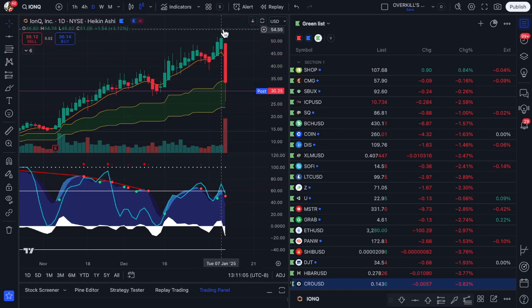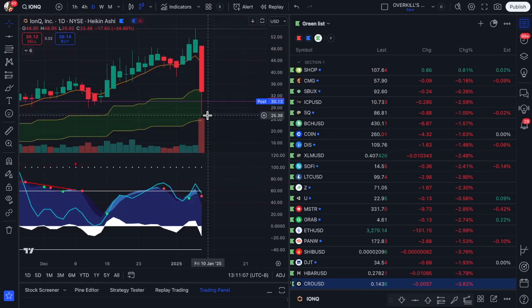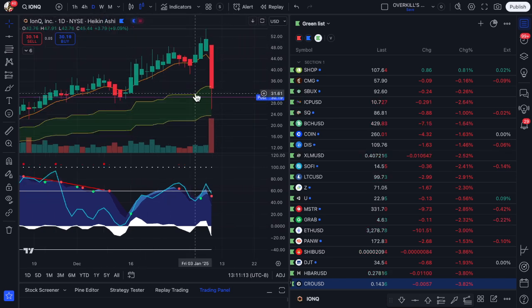38% off of the golden zone. What did we do? We corrected right back into it and popped. This thing went from, that was a 50% drop in 1 day, guys. 1 day.